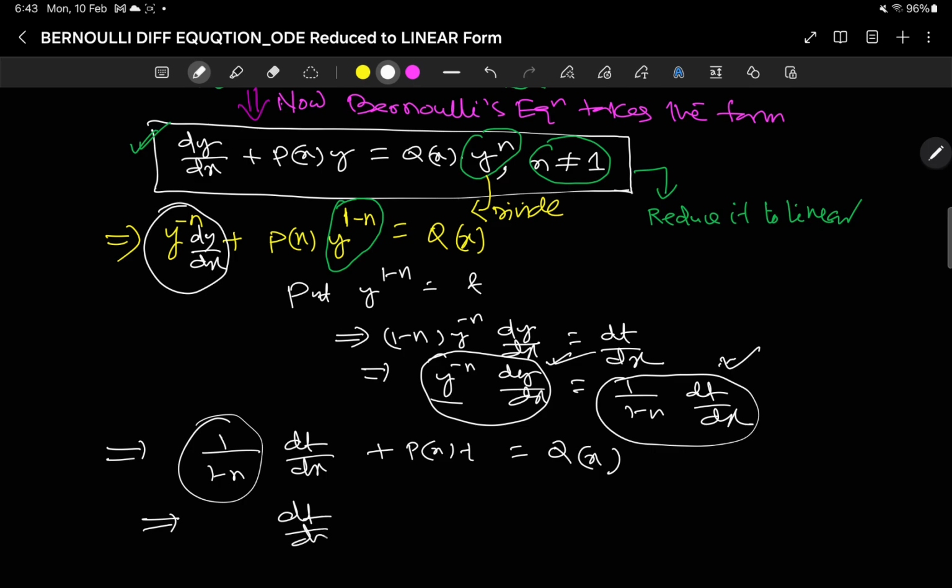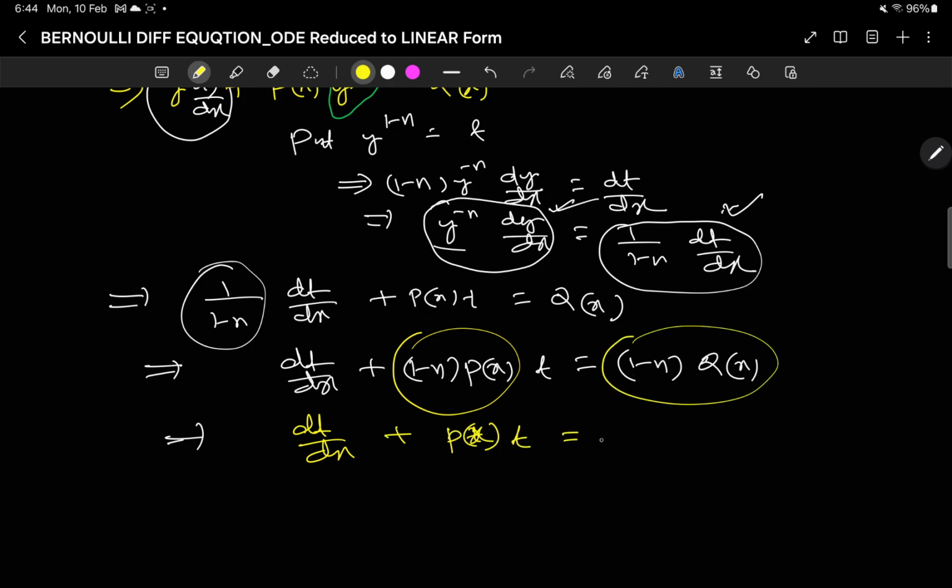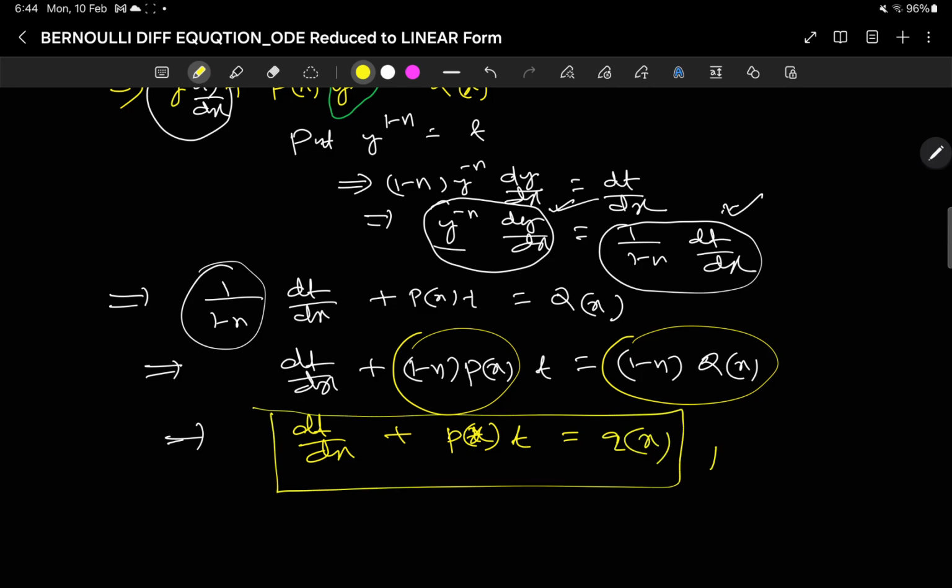So dt/dx plus (1 minus n) p(x) t is equal to (1 minus n) q(x). 1 minus n is a constant. If I write it as dt/dx plus small p(x) t is equal to small q(x), now you see, is it not linear? Which is linear in t now.